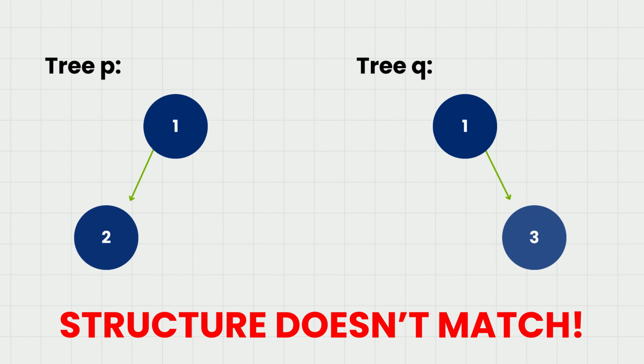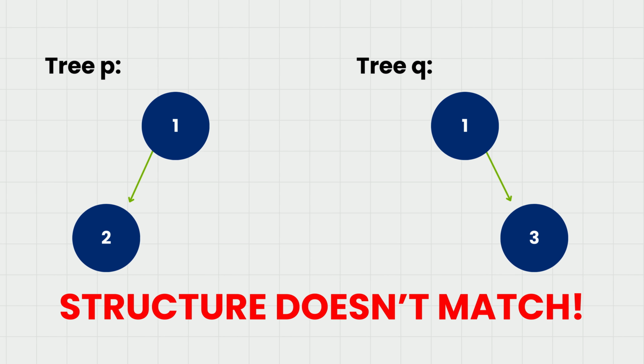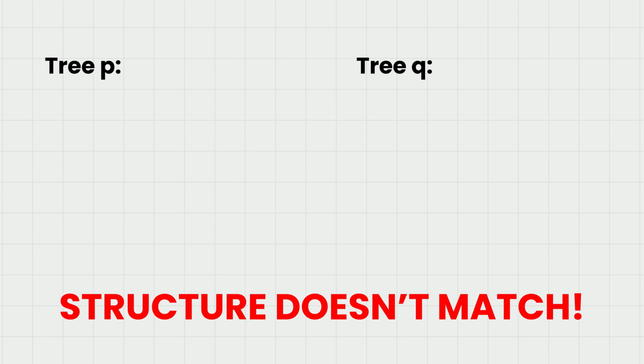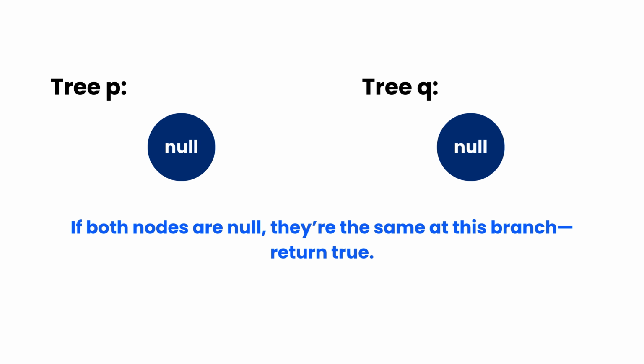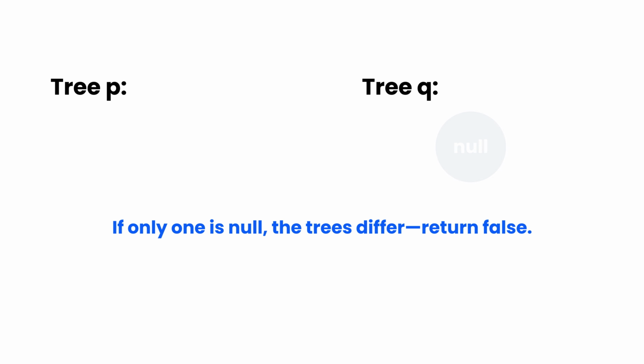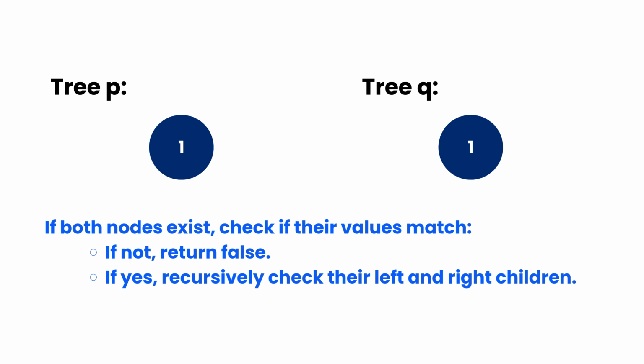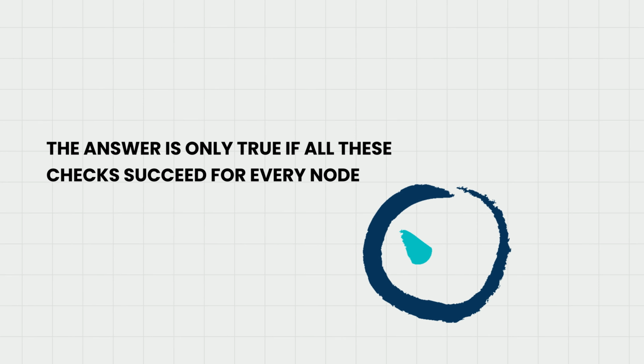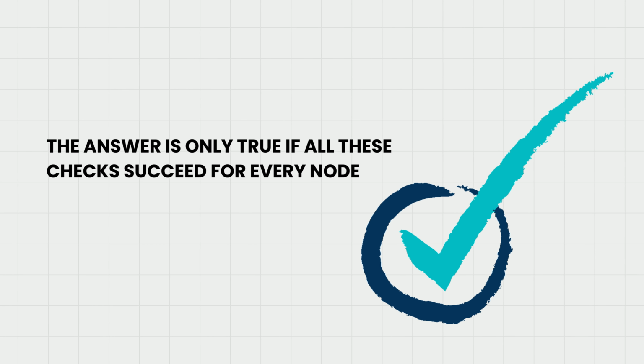You need to handle all the cases where one tree might branch when the other doesn't, or values don't match. Think step by step. If both nodes are null, they're the same at this branch, return true. If only one is null, the trees differ, return false. If both nodes exist, check if their values match. If not, return false. If yes, recursively check their left and right children. The answer is only true if all these checks succeed for every node.